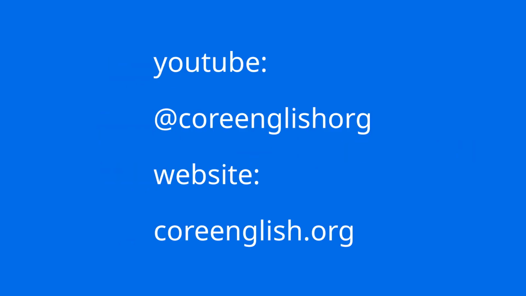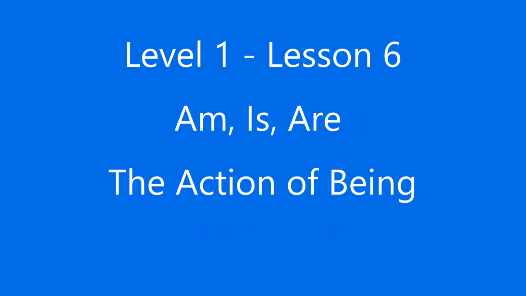Now, download your practice sheet for Lesson 5 at coreenglish.org and do the drills. Remember to practice whenever you can. In the next lesson, we'll look at the use of action words, am, is, are, the action of being. In this lesson, we are learning some of the most important words in English: am, is, and are.